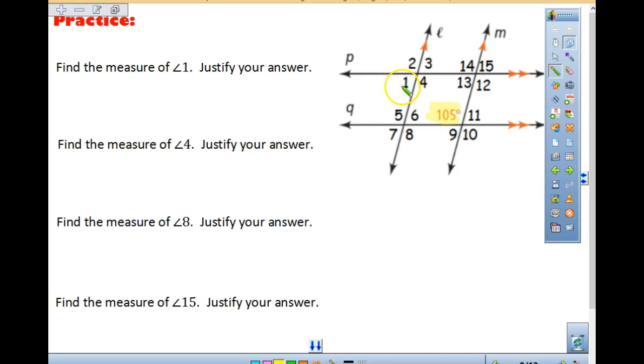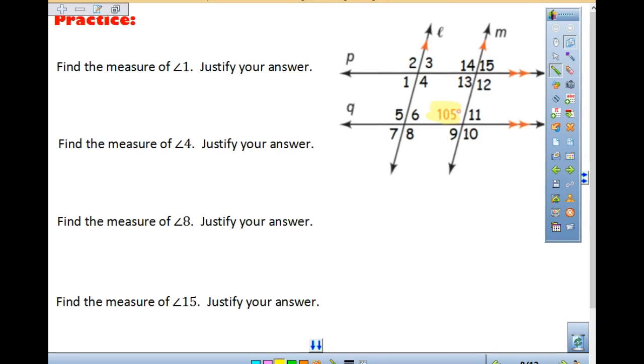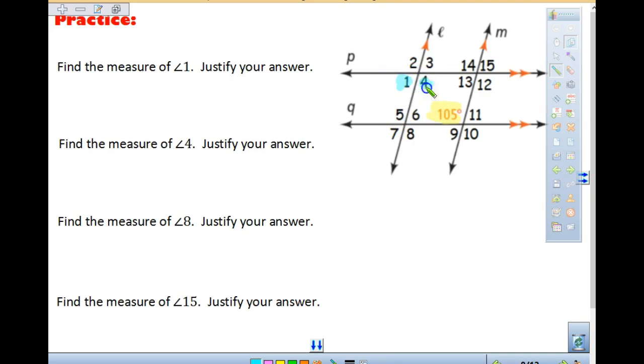And they want you to find angle 1, angle 4, angle 8, and angle 15. To me, the easiest one to find first is angle 8. I'm not going to do them in order. It says justify my answer.